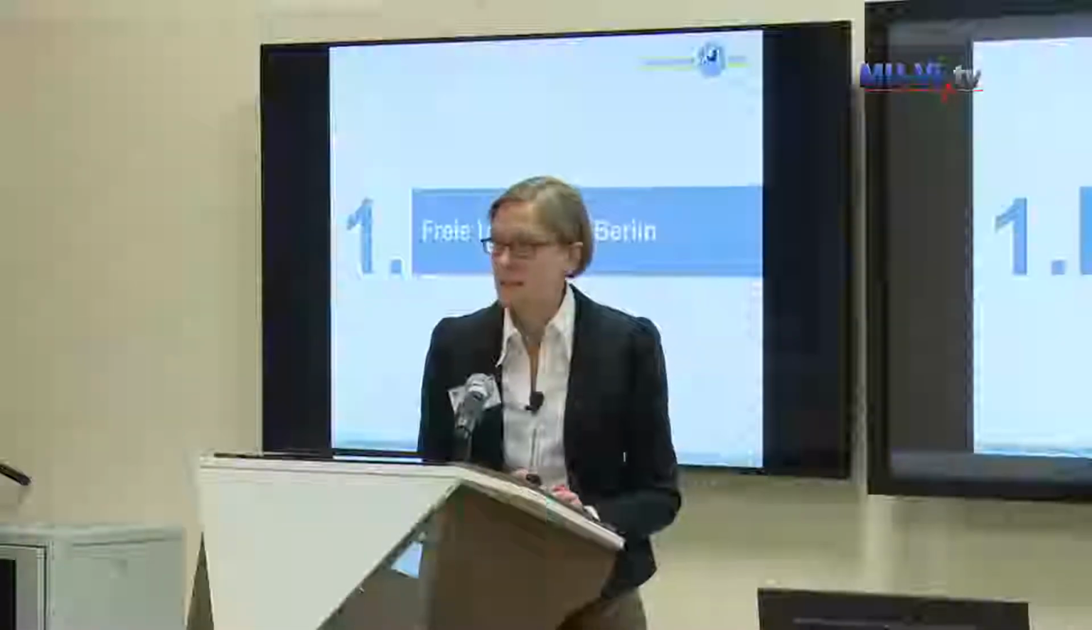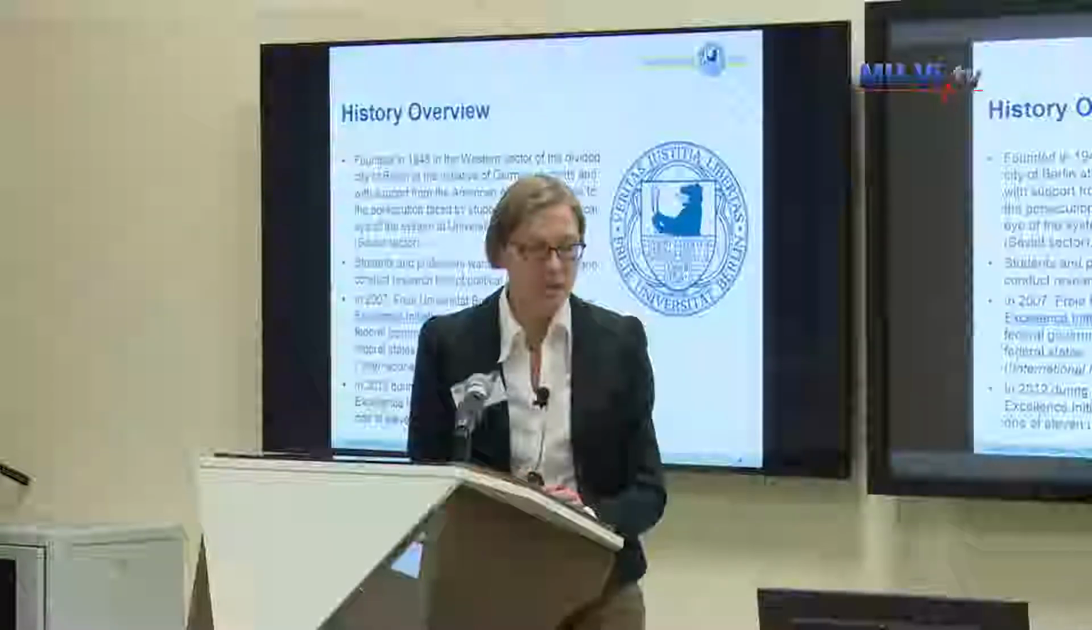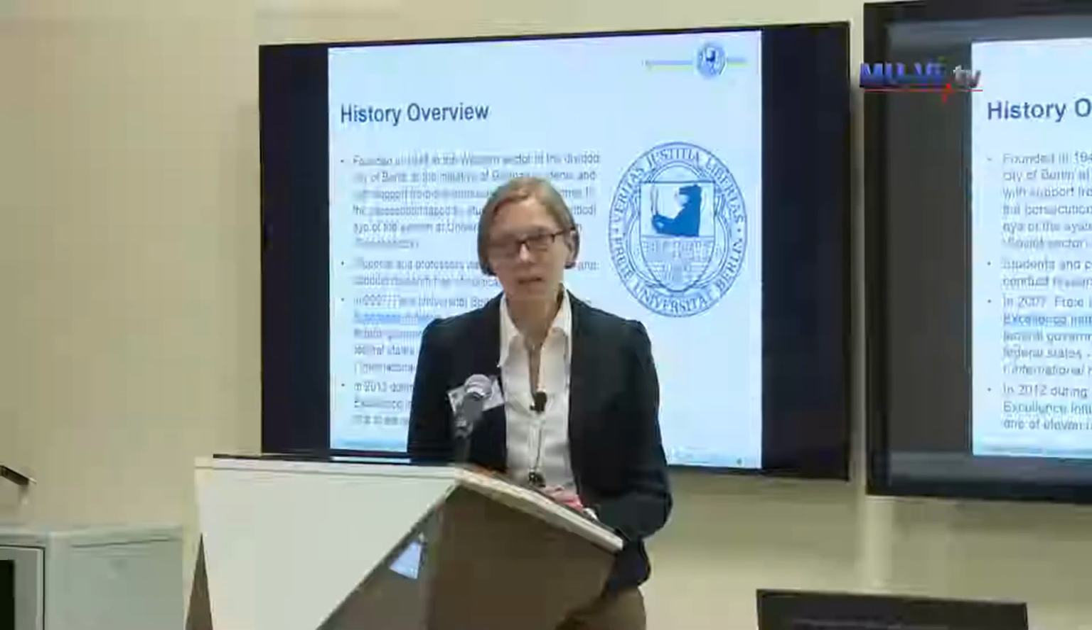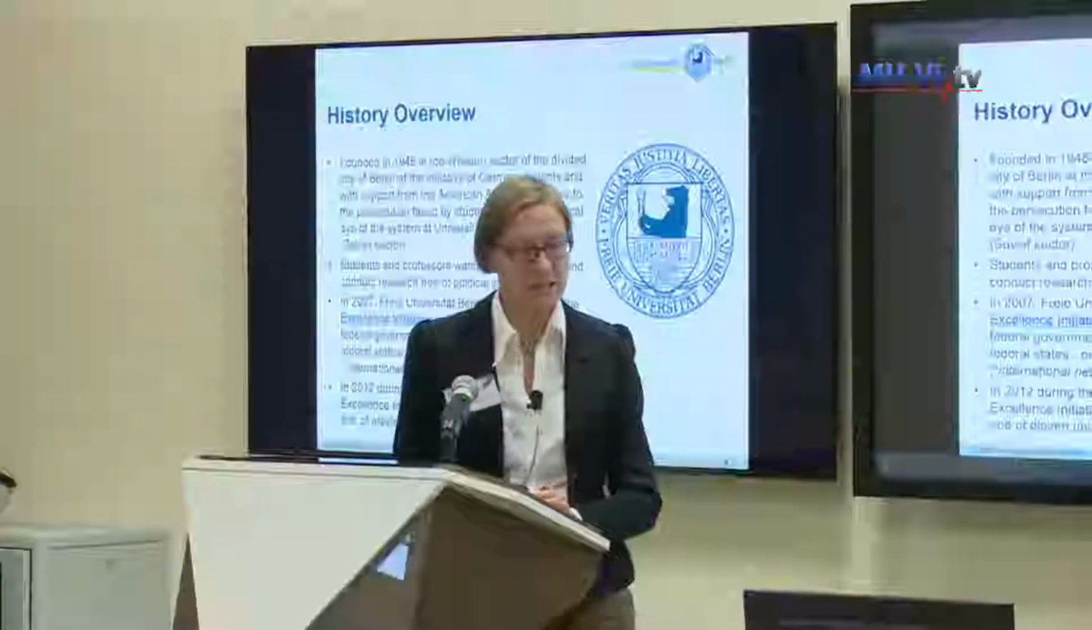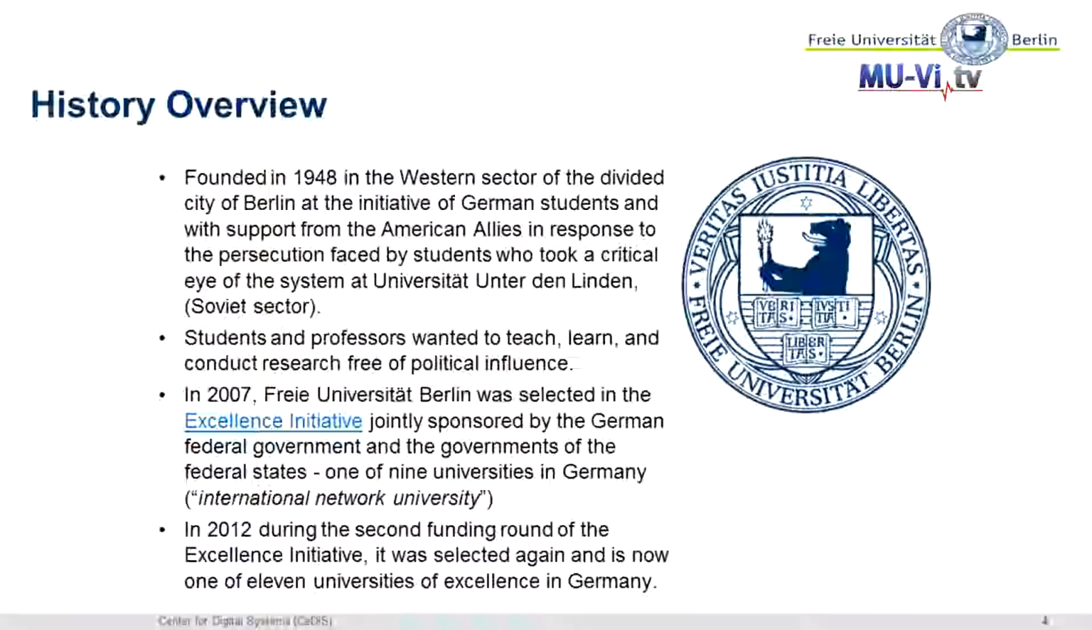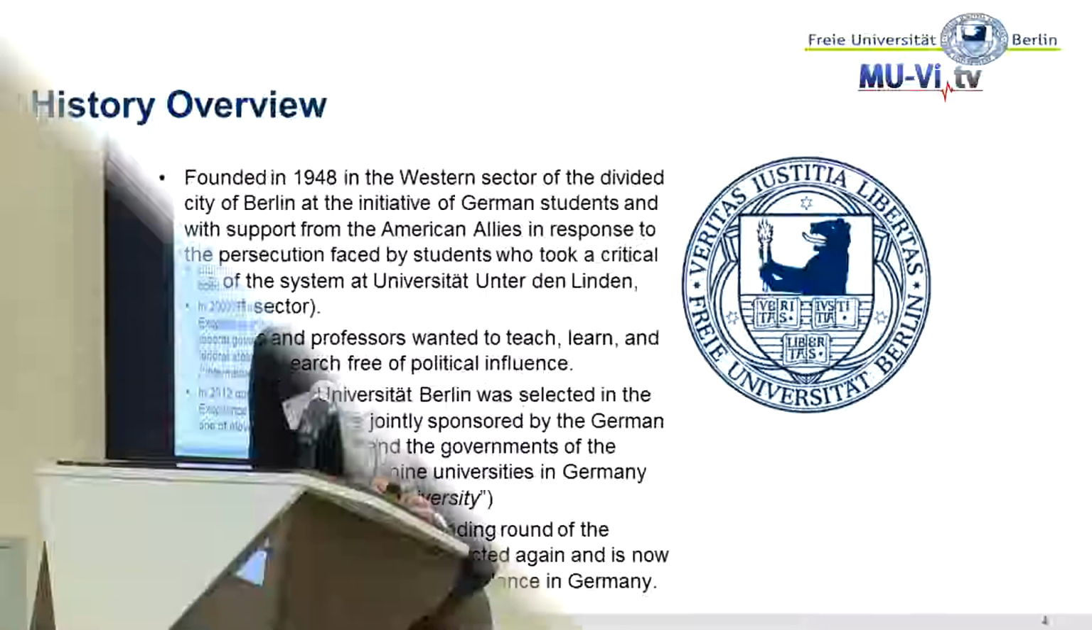So let's get started. Freie Universitat Berlin. We were founded, we're just a little older than your university. We were founded in 1948, right after the Second World War. And our university is situated in the south of Berlin, which was, as you know, the city was divided in 4 sections. And this section was the US-American Allied section.